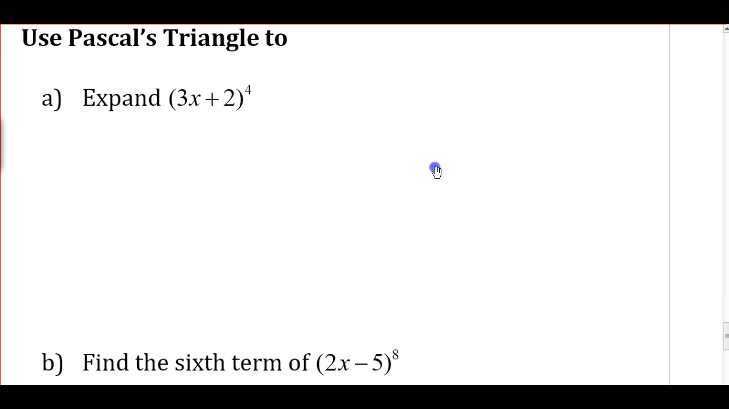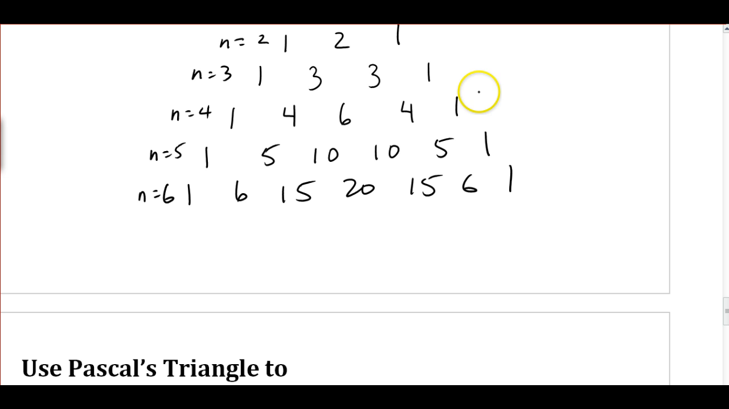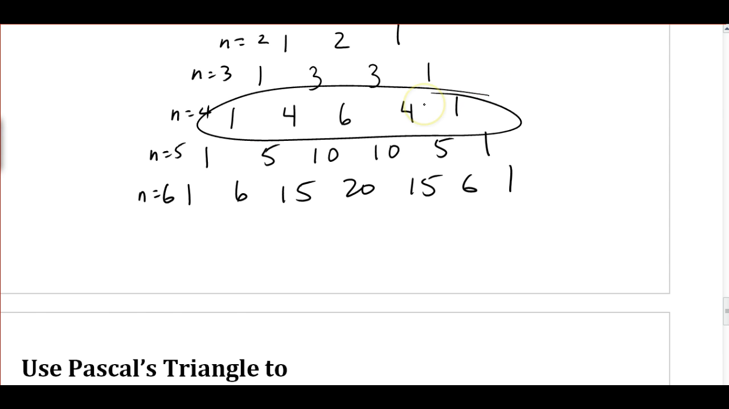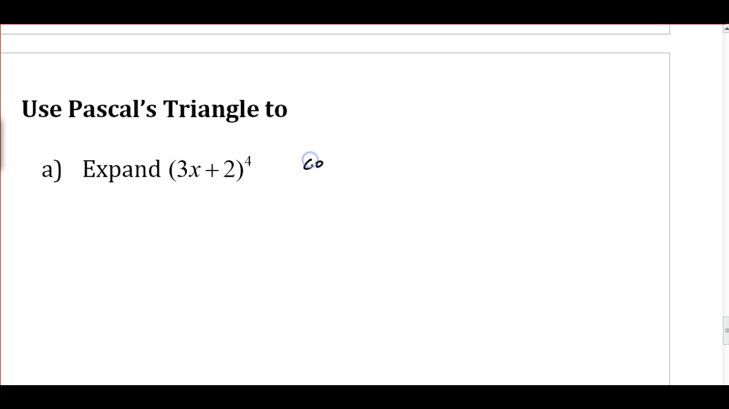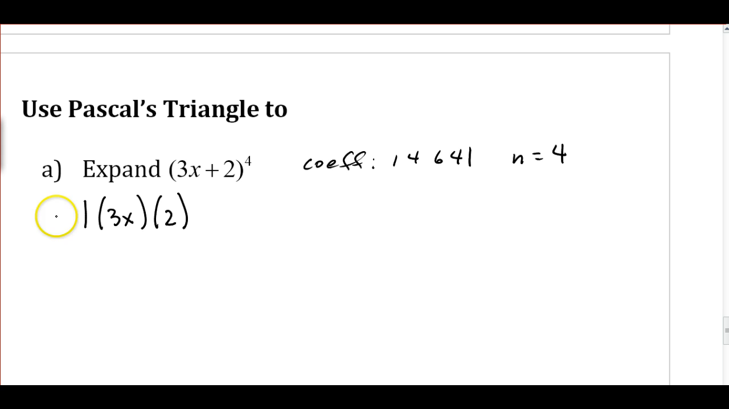Alright, so let's take a look at how we can use Pascal's triangle to expand this. So we want n is equal to 4, so let's scroll back up here and look at our exponents for n is equal to 4. We've got 1, 4, 6, 4, 1. Okay, so our coefficients are going to be 1, 4, 6, 4, 1, and we know that n is equal to 4. So we're going to start out with our coefficient of 1, and then our first term is a 3x, and our second term is a 2, and I'm going to go through and put in all my coefficients first, and then I'm going to go back and put in my exponent. So you can do it however you like to.